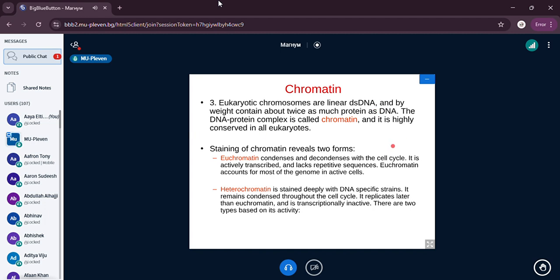Its organization and structure. In staining of the nucleus, two forms of chromatin are revealed: euchromatin and heterochromatin. Euchromatin condenses and decondenses with the cell cycle because it is actively transcribed. Usually, euchromatin lacks repetitive sequences, and in active cells it is the main part.